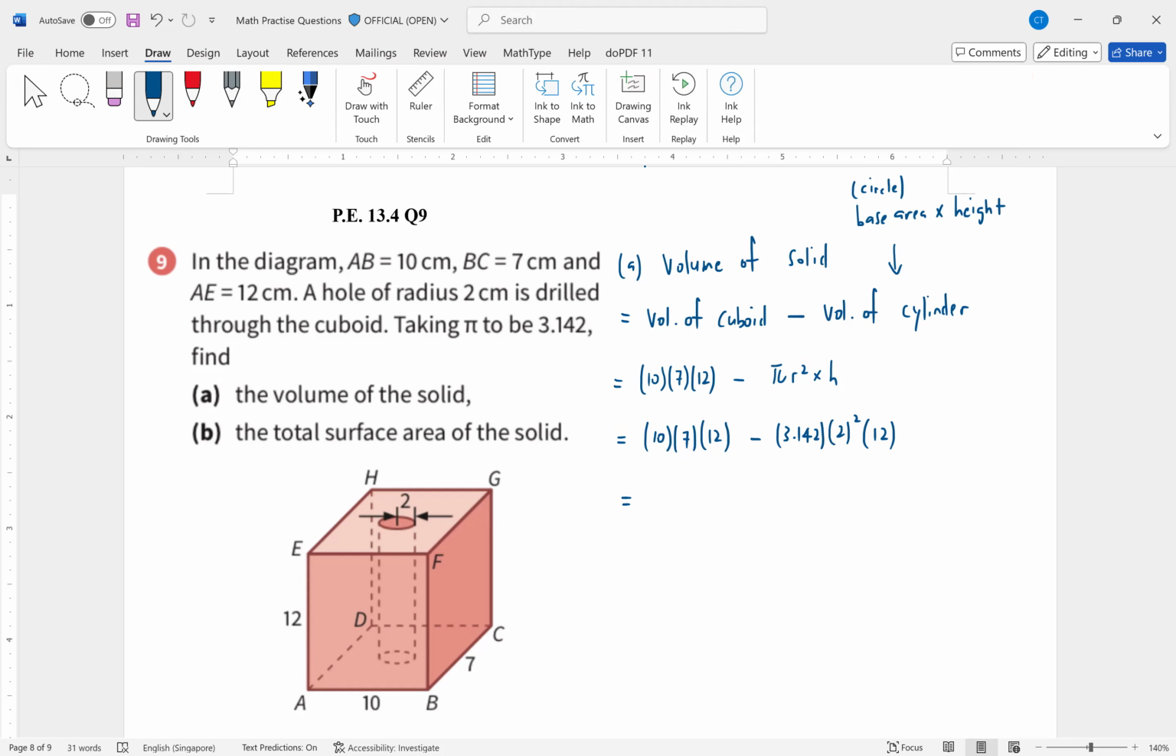Maybe we can do it step by step. 10 times 7 times 12 will be 840, minus 3.142 times 2 squared times 12. So minus 150.816. So 840 minus that answer, you get 689.184.